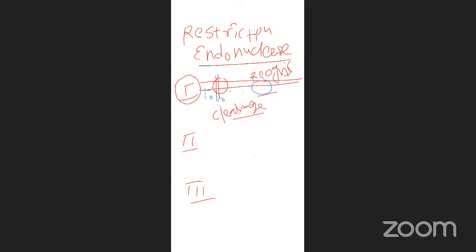It cuts the DNA. The recognition site should be composed of two portions. It may be 3 to 4 nucleotides, or 4 to 5 nucleotides, or 6 to 8 nucleotides. For example, in this recognition site the number of nucleotides may be 4 to 5, 3 to 4, or 6 to 8, depending on the species.